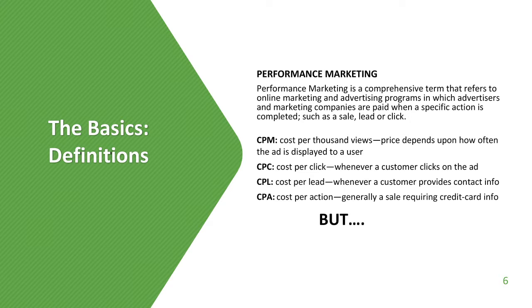CPC is cost per click. So if you've got an ad out there and 5,000 people are seeing it per day, one of the metrics your digital team might be looking at is how much does it cost every time someone clicks on it. CPL is a cost per lead. So beyond just clicking on it, they're actually giving you their contact information and becoming a lead. So when they provide that info, cost per lead is a metric your digital team is going to look at.